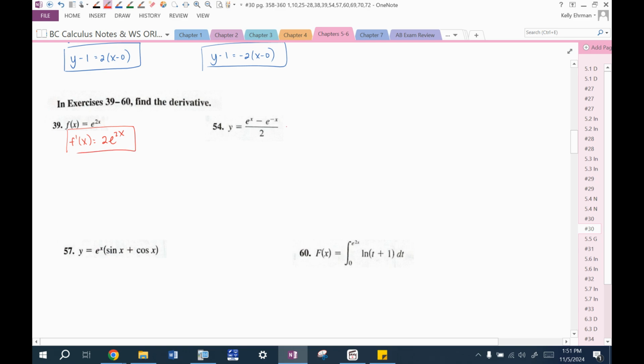This one will take a little more work. I'm just going to think of it as 1/2 times e to the x minus e to the negative x. You don't have to do that, I just like that better.